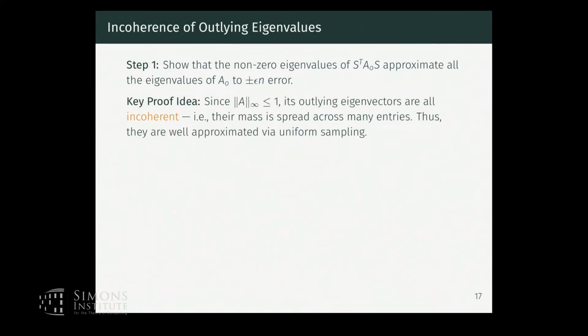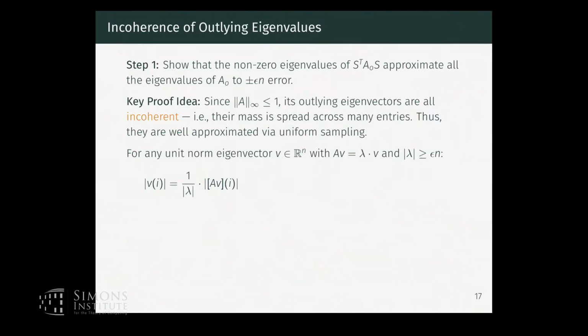Okay, step one. How do I approximate the large eigenvalues? I really like the proof idea here, and it's not our proof idea. It's from this Bakshi, Chepurko, Jayaram paper. The idea is that since I've assumed that my matrix has bounded entries, any big outlying eigenvalue corresponds to basically an incoherent eigenvector, which means that all the eigenvectors that witness large eigenvalues are well-spread vectors. They're not sparse. They place mass at a lot of different entries. And thus, they're pretty easy to approximate via just uniform random sampling.